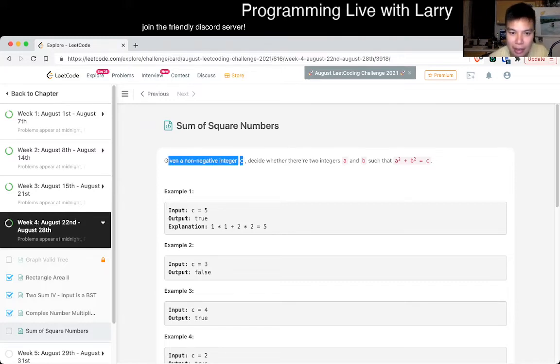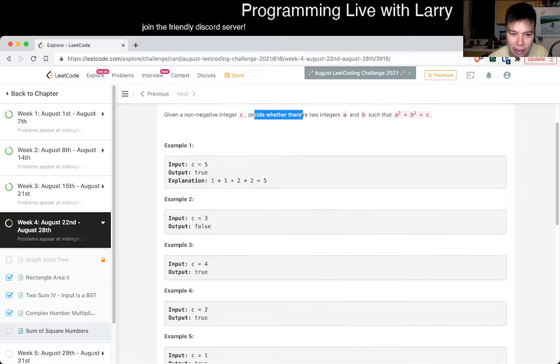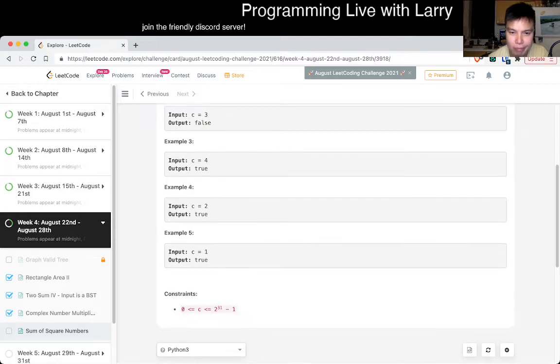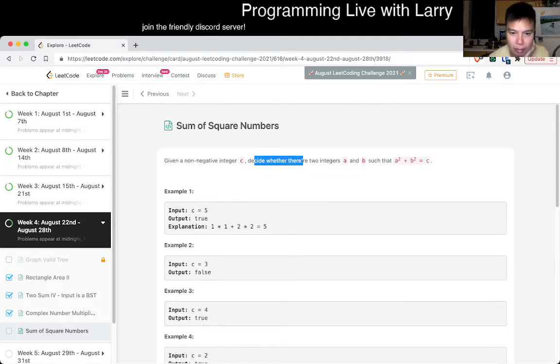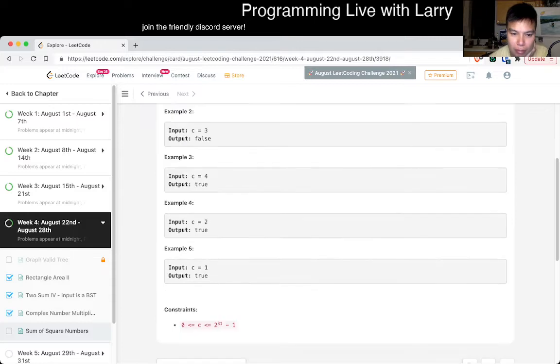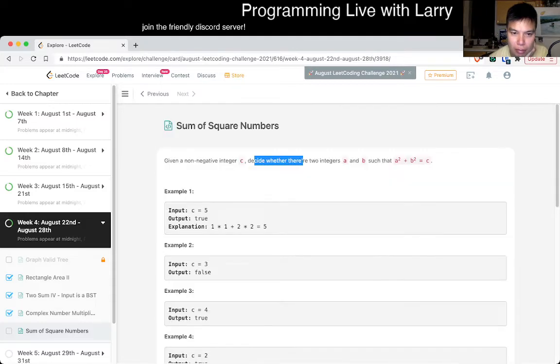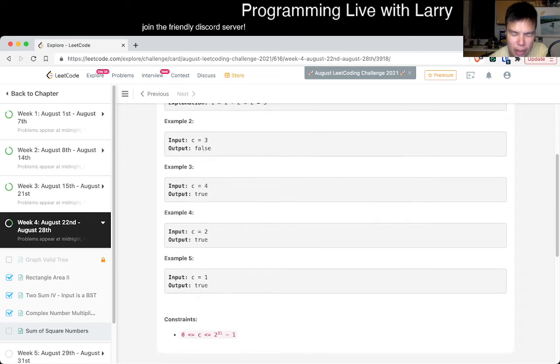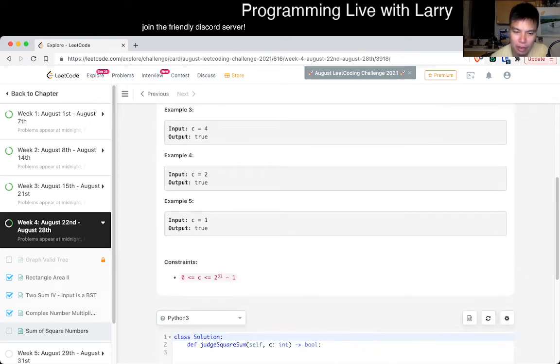Given a non-negative integer c, decide whether there are two integers a and b such that a squared plus b squared equals c. Okay. Let's see. So c is up to 2 to the 31st minus 1, so you can't do anything naive.